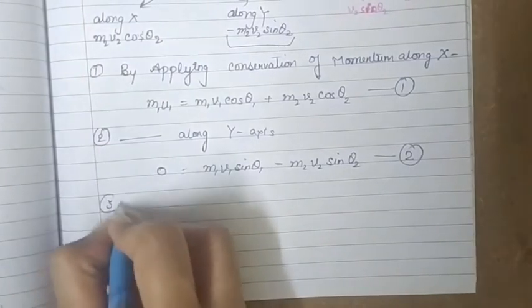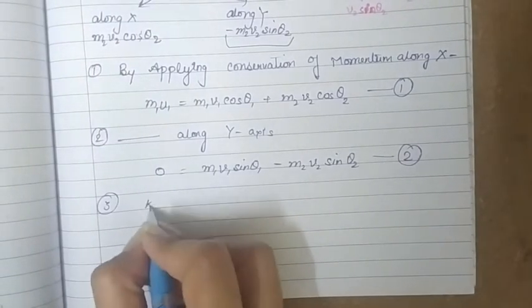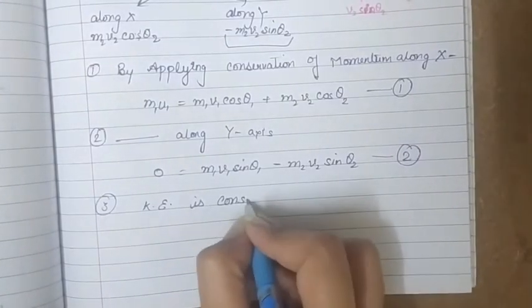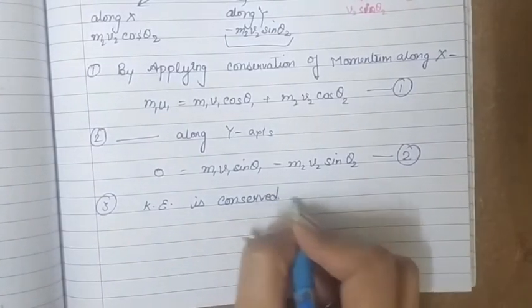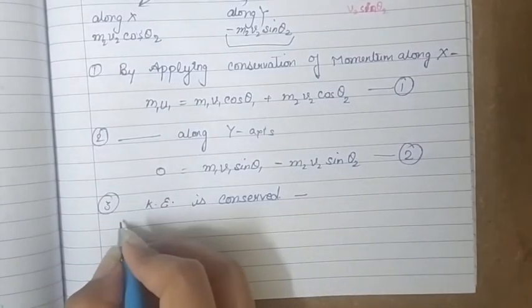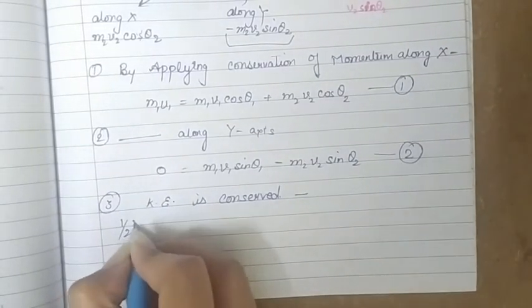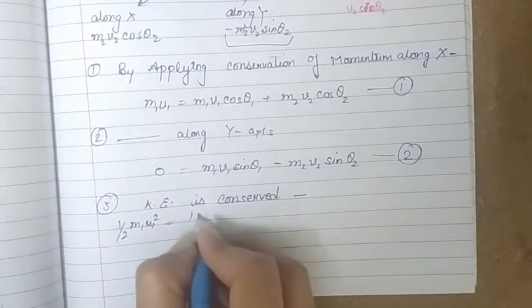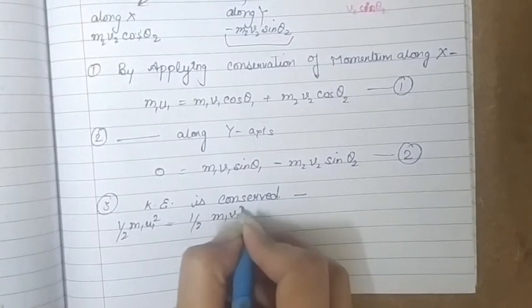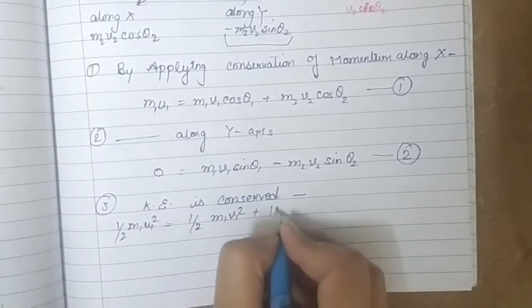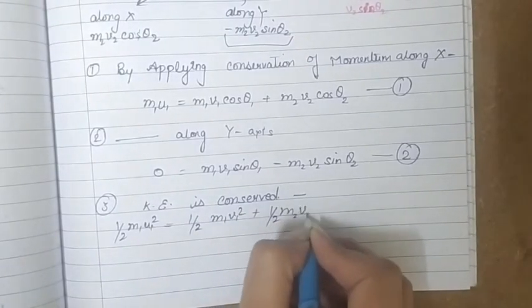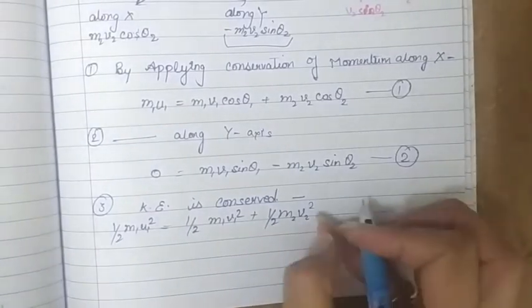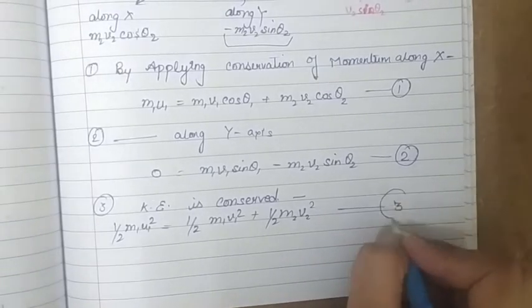Also, in elastic collisions, kinetic energy is conserved. Before collision the kinetic energy was half m1 u1 squared, and after collision it is half m1 v1 squared plus half m2 v2 squared. Since energy is a scalar quantity, we do not split it into rectangular components. This is equation number 3.